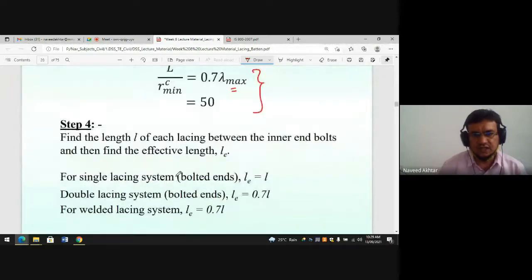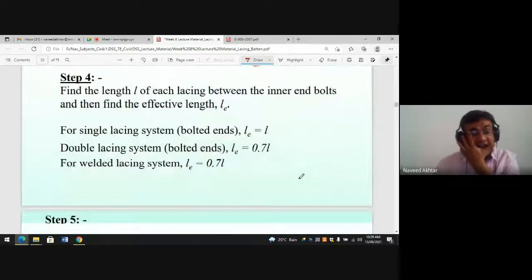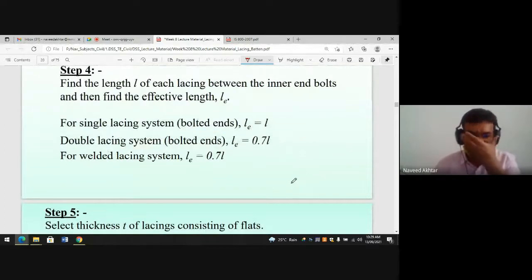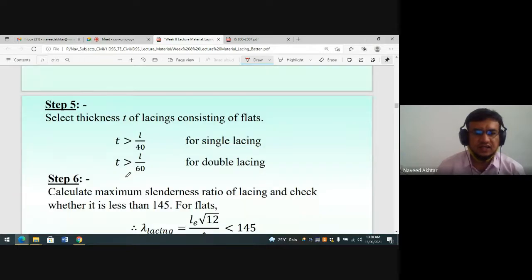So here this is nothing but 5. You will find the length of each lacing between the inner and board, and then find the effective length, the distance L. For double lacing system, 0.7 L, for welded 0.7 L, and if single lacing is bolted, then that value is equal to L. You can find out the effective length based on the length.